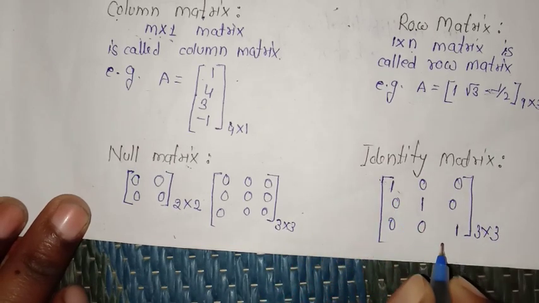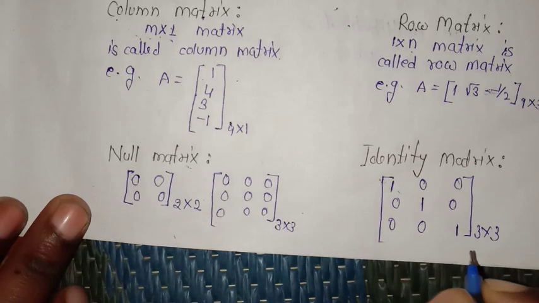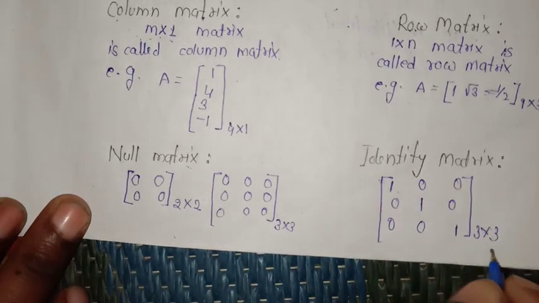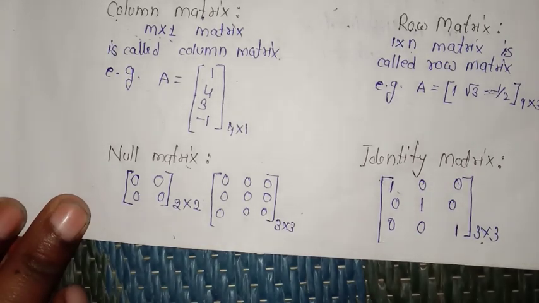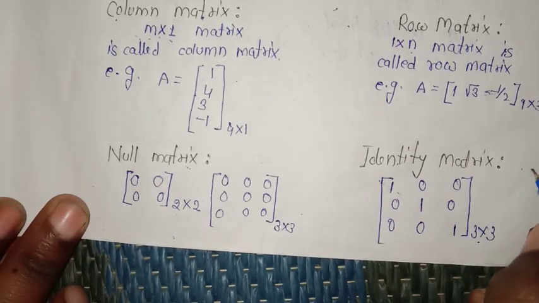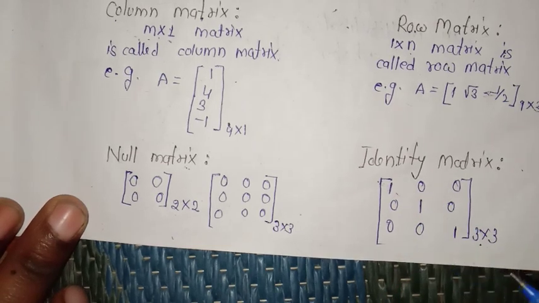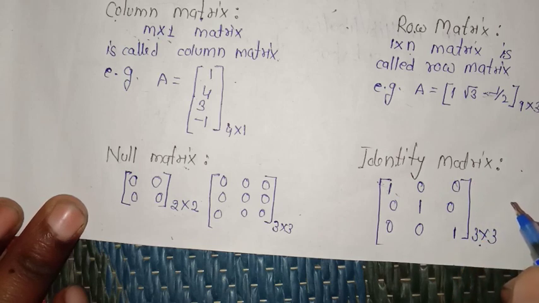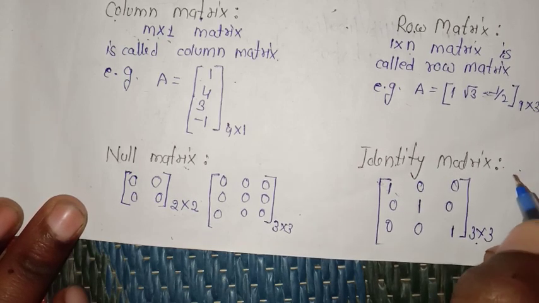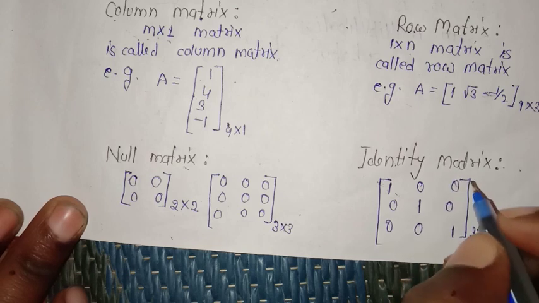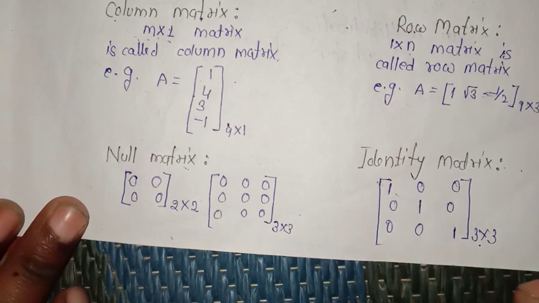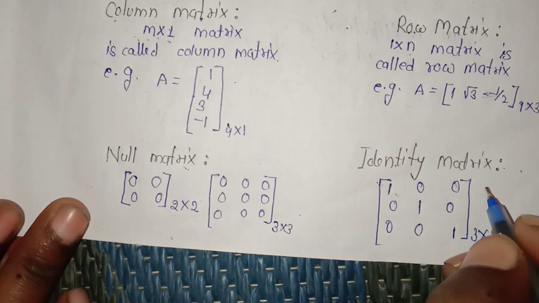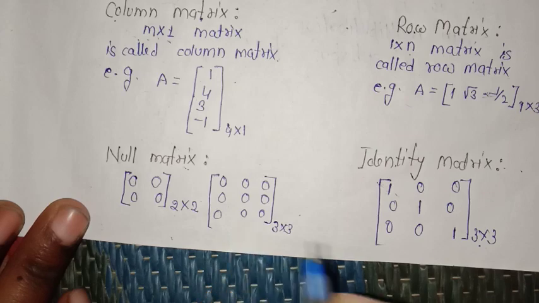So if all the leading diagonal elements are unity and other entries of the matrix are 0, then the matrix is called an identity matrix. An m cross n matrix whose diagonal elements are unity and other entries are 0 is called an identity matrix of order m cross n. But an identity matrix can be defined only when m is equal to n, because an identity matrix is always a square matrix. Null matrix is also a square matrix.